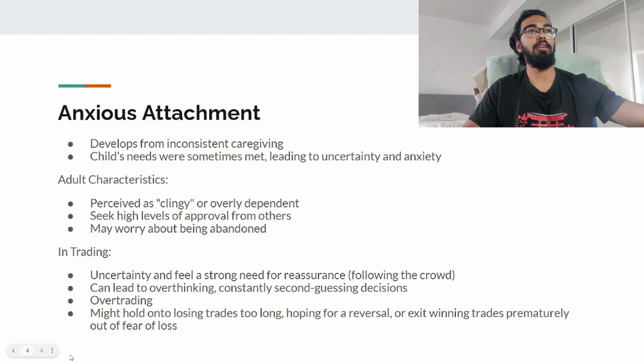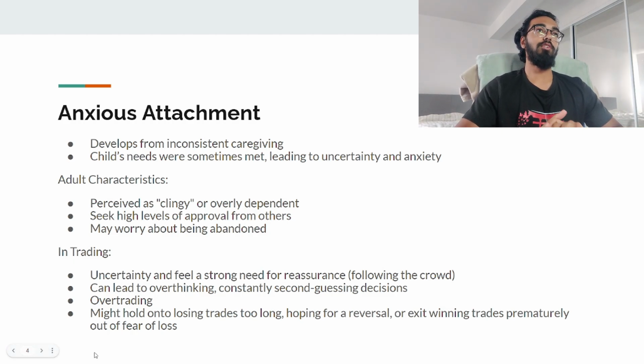So the next one, anxious attachment. This one develops from inconsistent caregiving, where the child's needs were sometimes met, leading to uncertainty and anxiety. Sometimes your carer may have just not been there for you all the time. Sometimes they'd not answer your needs every single time. As a child, we're very vulnerable, so we need our needs to be met 100% of the time in the most idealistic situation. But because of how modern society is, it kind of affects how we have a relationship with our children.